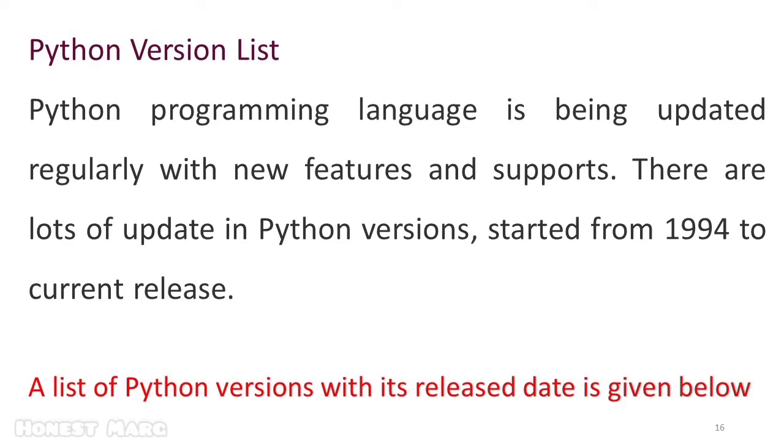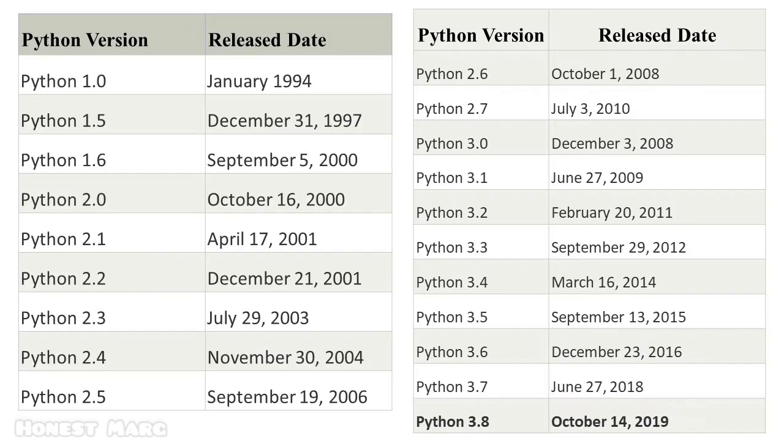Python version list. The Python programming language is being updated regularly with new features and support. There are a lot of updates in Python versions. It started from 1994 to the current version. A list of Python versions with their release dates is given below. This is the entire list of Python versions and release dates. The current version of Python is 3.10, which was released on 4 October 2021.